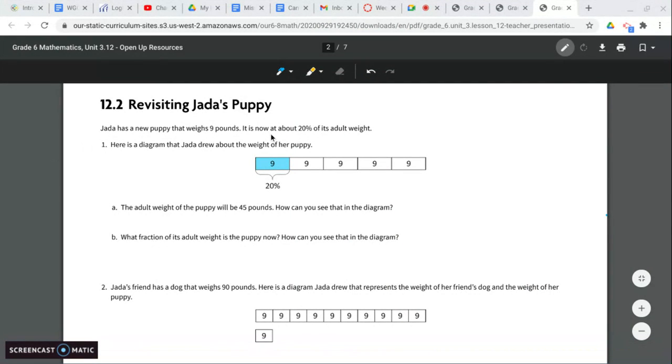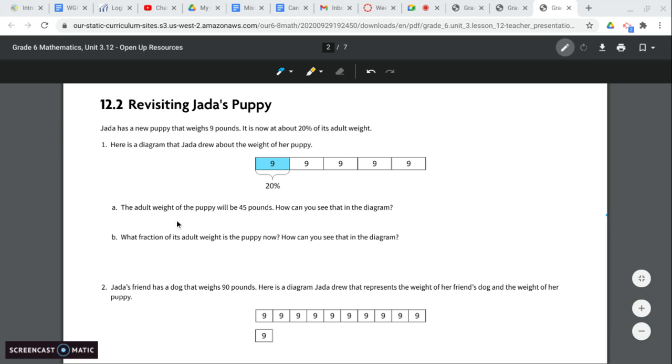So, revisiting Jada's puppy. Jada has a new puppy that weighs 9 pounds. It's now at about 20% of its adult weight. Here's a diagram that Jada drew about the weight of her puppy. So we've got the 20%, it shows it's 9, and we've got another set of 9, 9, 9, and 9. And it's split into 1, 2, 3, 4, 5 parts, since 5 times 20% would be 100%.